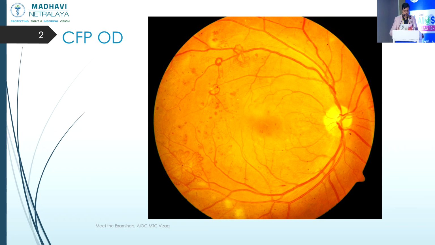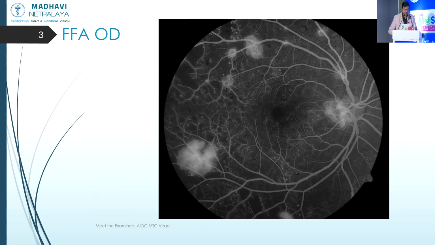So a diagnosis of diabetic retinopathy, severe NPDR, early PDR is made. Now the FFA of that same person was done, and we can see the FFA is showing a late stage of fundus fluorescein angiogram that shows area of leak from the area corresponding to the area of neovascularization that we have noticed in the color fundus photograph.